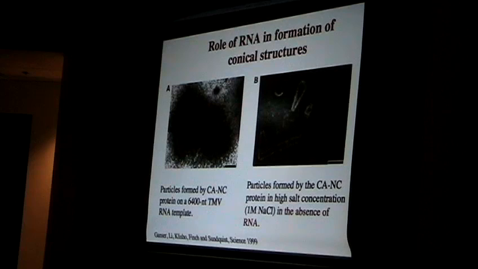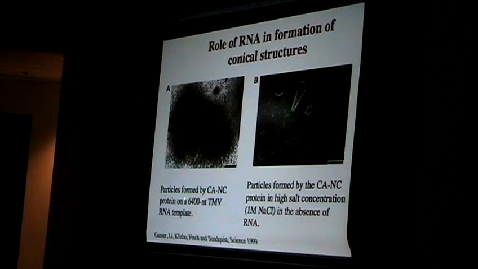Then they wanted to understand if RNA has any important role in the formation of the conical shape. Remember I showed you at the beginning of the talk that there are rod-like viruses, like tobacco mosaic virus, whose genome is pretty long, about 6,400 nucleotides. So they mixed the protein subunits of HIV with the genome of TMV, and they also saw that a mixture of cones and cylinders form.